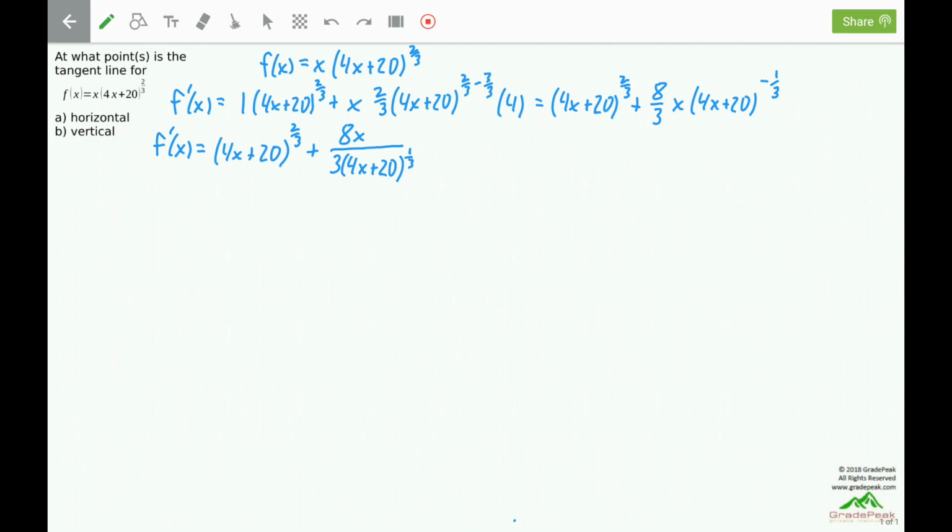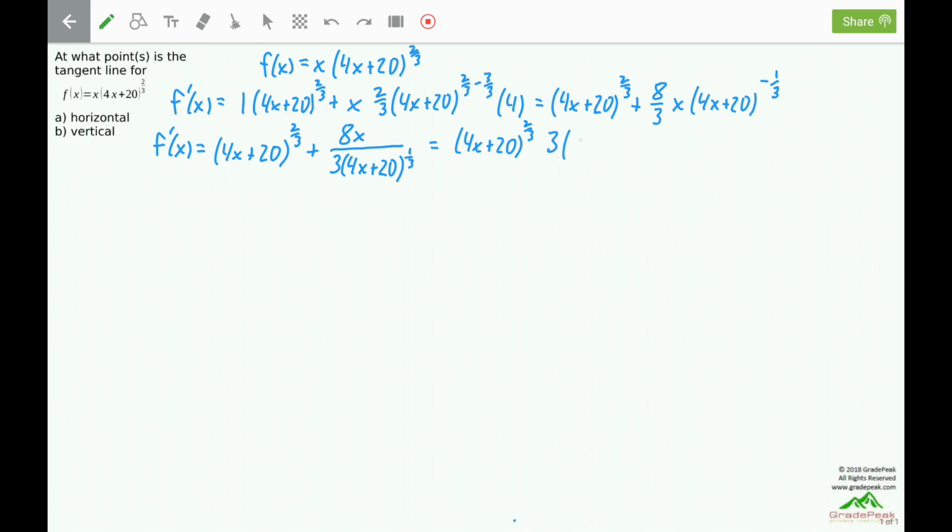If we have a fraction in one or more terms and we're trying to find where the tangent line is horizontal or vertical, we need to express the derivative as a single fraction. We have to combine all the terms together over a common denominator. Now the first term does not have a denominator. The second term has a denominator of all of this. So we're going to need to multiply that first term by that expression over itself to produce the common denominator.